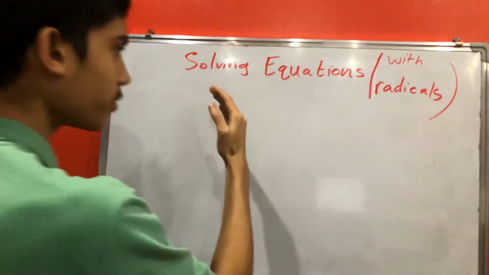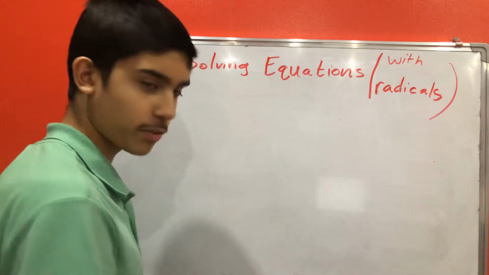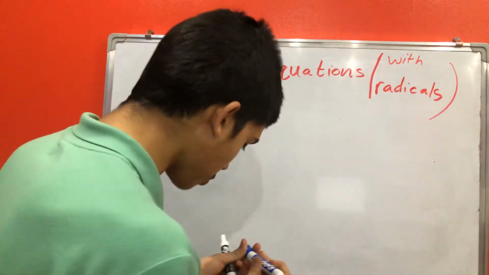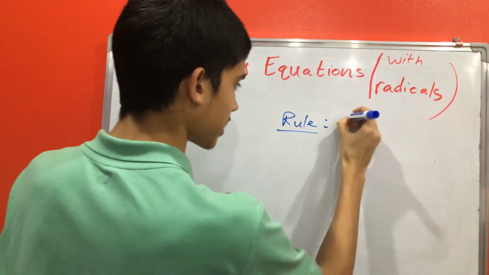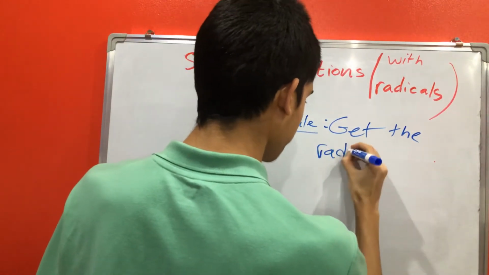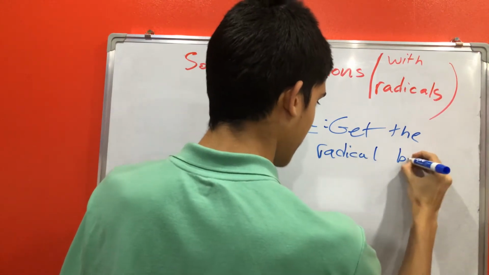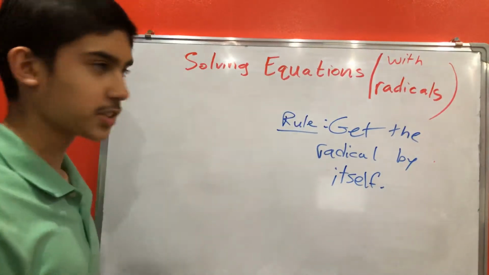So let's solve equations but with radicals. The one key that you have to understand is there's just one rule. The rule goes like this: get the radical by itself. Get the radical by itself. Okay? That's it. That's all we're gonna do.